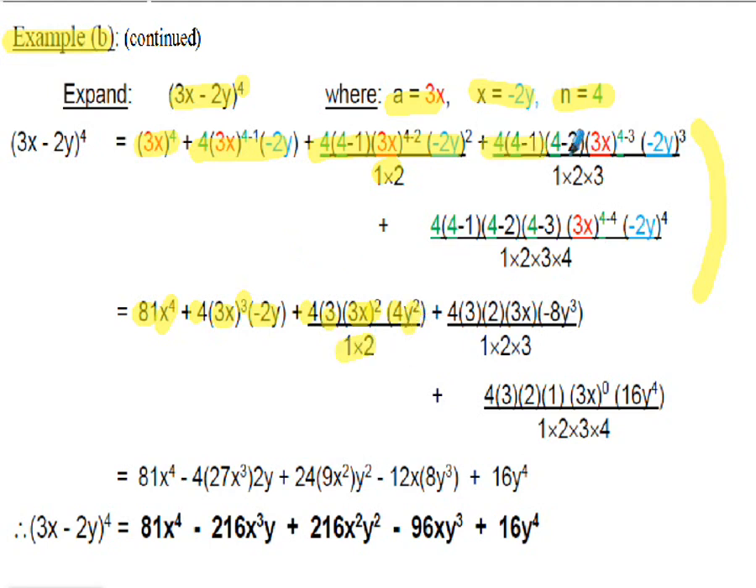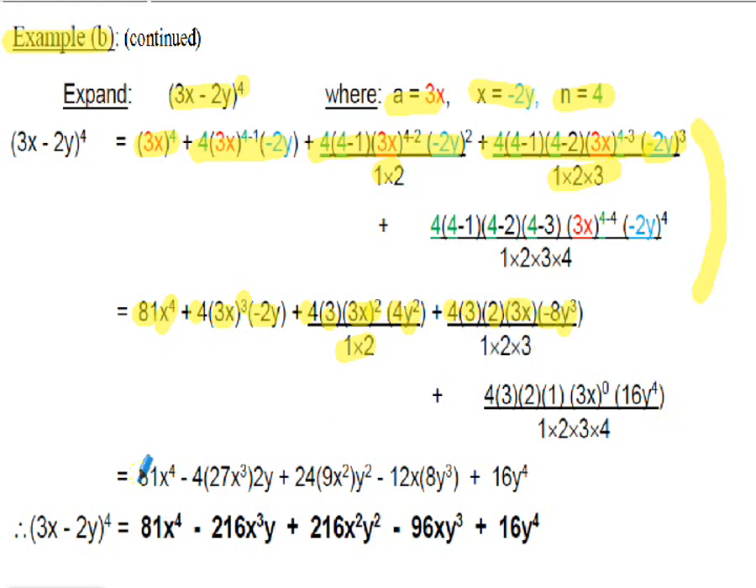And looking at the next term here, I've got now 4 times 3, 4 take away 1, times 2, 4 take away 2. I've got 3x to the power of 1 now, and don't forget the minus 2y cubed. So minus 2 times minus 2 times minus 2 is minus 8 there. So that's minus 8y cubed over factorial 3, 1 times 2 times 3. I'll let you look at the last term for yourself.